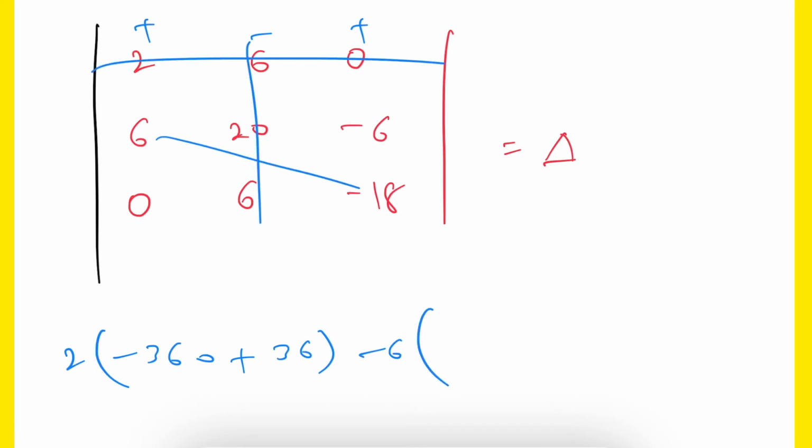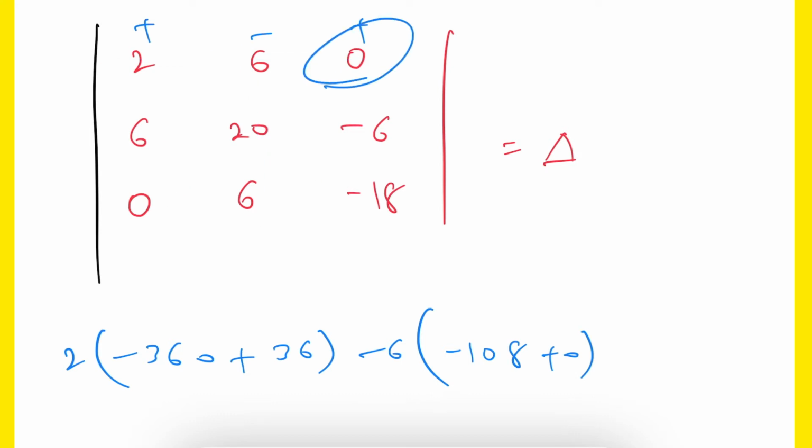18, it is minus 108. Then 0 into anything is 0 only. Next, the last will be 0 into something, so not necessary at all, because the last element is 0, right? So 0 into anything is also 0 only, so that's why I'm not writing it at all.